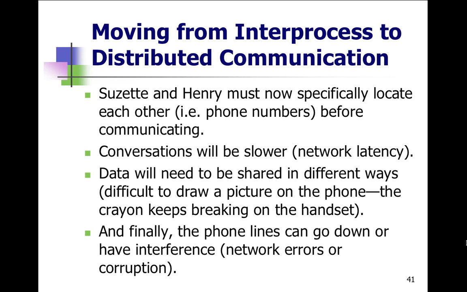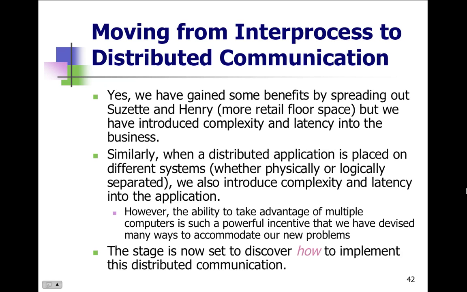So moving from an interprocess to a distributed communication environment, I must show this specifically, the location of each one, or the phone numbers being communicated, or the IP addresses. So it's location oriented. Conversations will be slower. We have network latency, obviously. Data will need to be shared between the different ways. So some of the thoughts are, the database and stuff like that. Difficult to draw pictures on the phone. And finally, the phone lines can go down, so you might have issues associated with that as well.